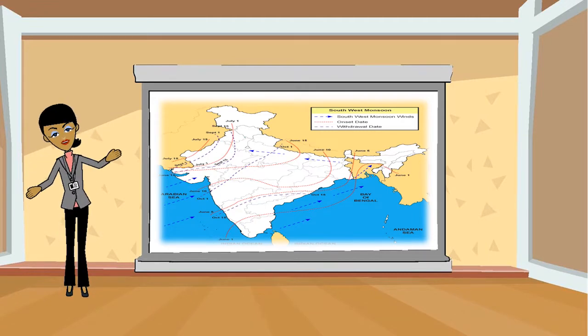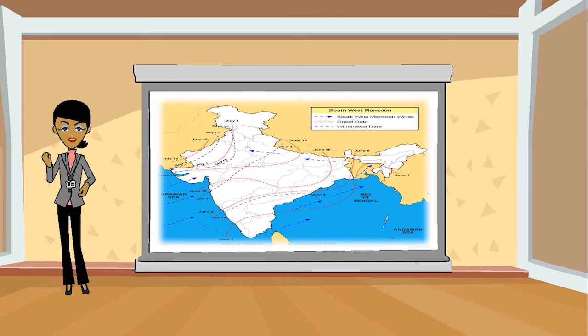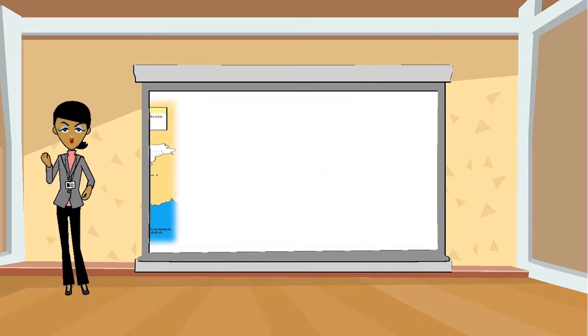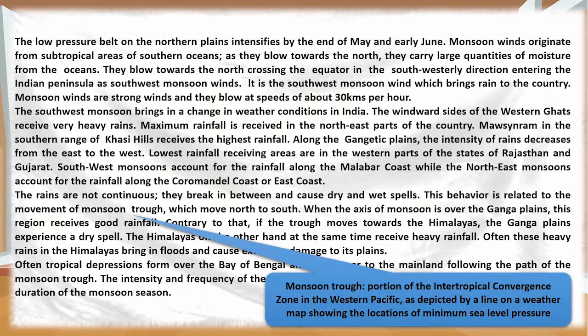Southwest monsoons cause rainfall on the Malabar coast, whereas northeast monsoons cause rainfall on the east or Coromandel coast. The monsoon trough moves from north to south. When the trough is on the Ganga plain, it receives good rainfall. When it moves towards the Himalayas, very little or almost no rainfall is received by the Ganga plains and the Himalayas receive high rainfall. Tropical depressions from over the Bay of Bengal follow the path of the monsoon trough. The intensity of the depression determines the longevity of the monsoon season that same year.